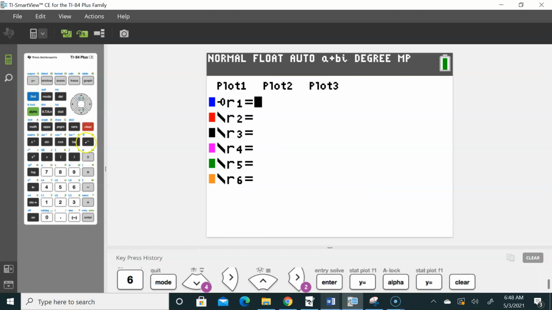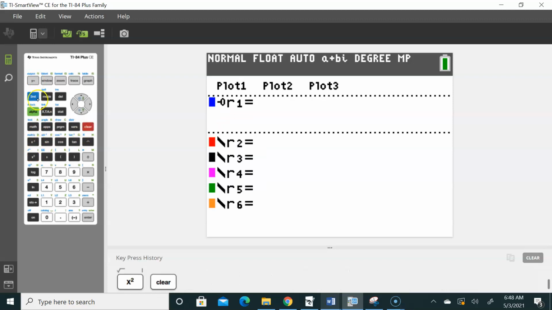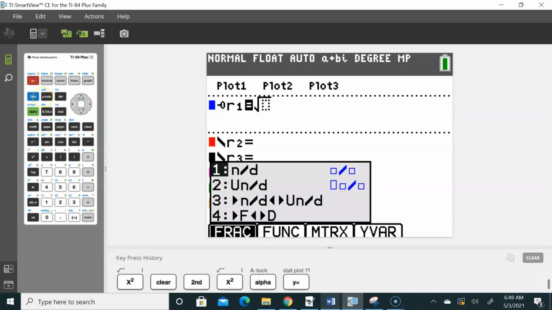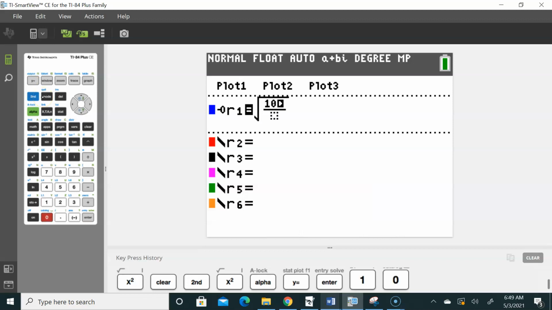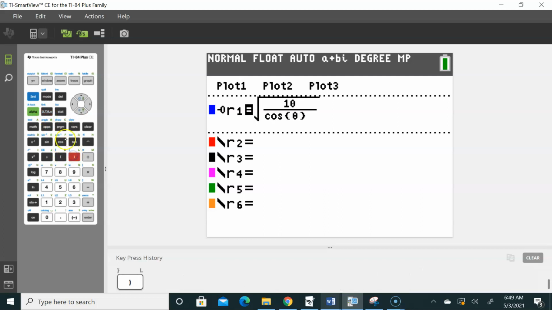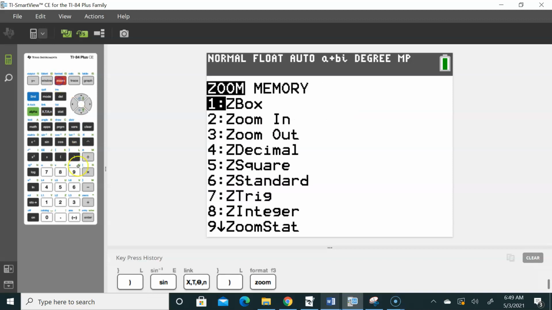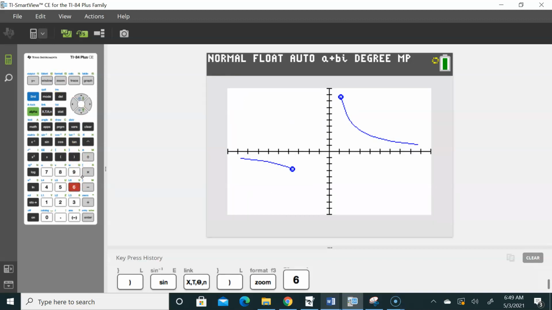Oop, let me clear that out. I want the square root of, let me use that special fraction key, 10 cosine theta, close parentheses, sine theta, close parentheses. I'm just going to do zoom 6, see what I get. So, it drew it differently, but I got the same looking graph as I did before. It's just that it draws it using thetas instead of x's and y's.